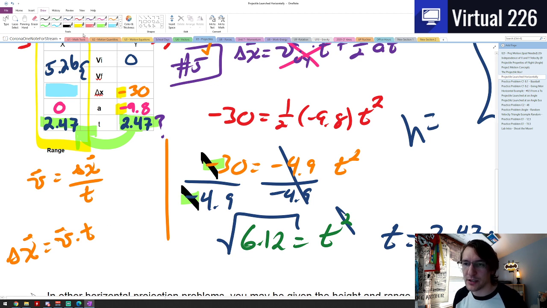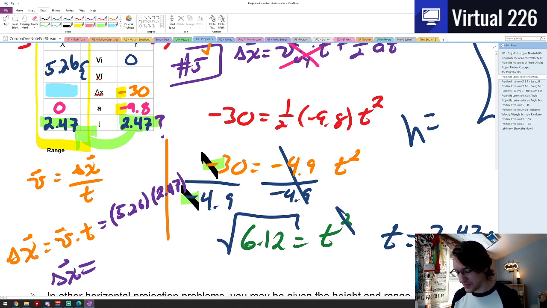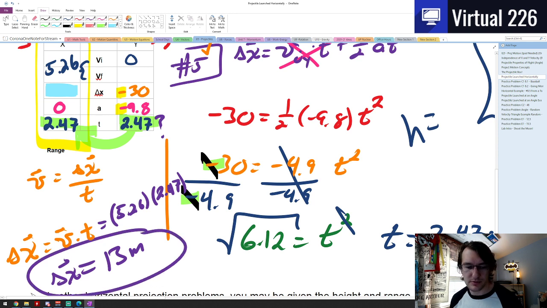And in our problem here, this is just going to equal the 5.26 multiplied by the 2.47. And when I put them together, let's see, 5.26 times 2.47, I get 12.99, or let's just say 13 meters, which is about 39 feet, okay? So that is our final range on this problem, and that's what we were looking for.